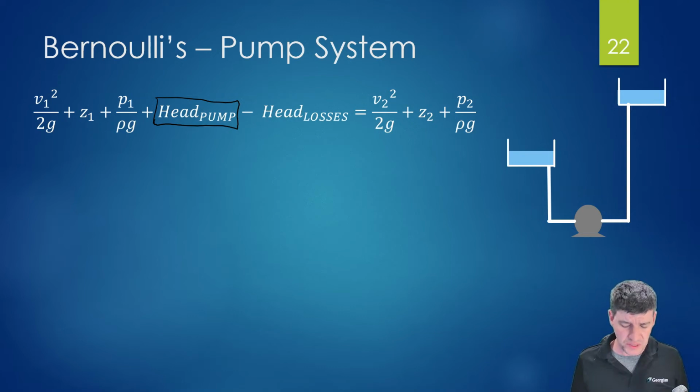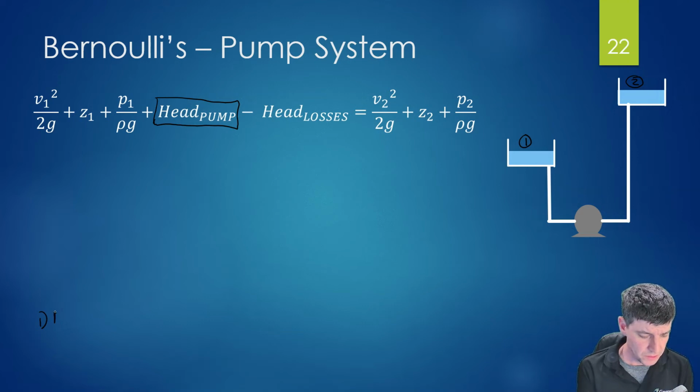Okay, so first thing that we did when we talked about Bernoulli's is we assigned some points. So I would take my tank and assume I got point number 1, and my upper tank I might consider to be point number 2. And in between them, I've added some head from the pump. So the pump is adding some energy. In this case, we're going to make some assumptions. Assumption number 1, I'm going to assume no losses.